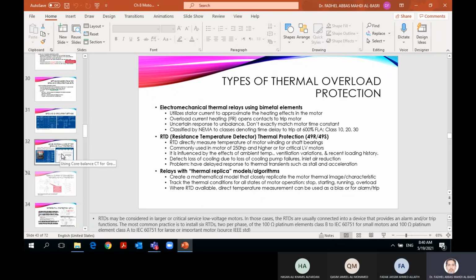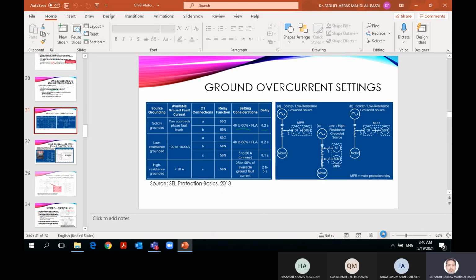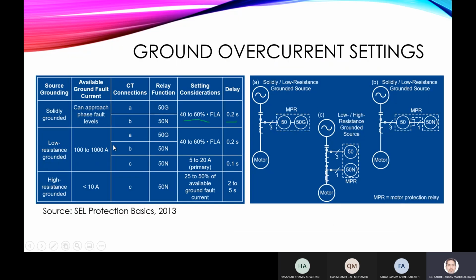I will try to complete the motor protection. It requires more than 2 lectures, but anyhow, today I'll try to. I have just a little less than the lecture time. I'll try to complete as I can, and if I have time, maybe I'll present it at another time.